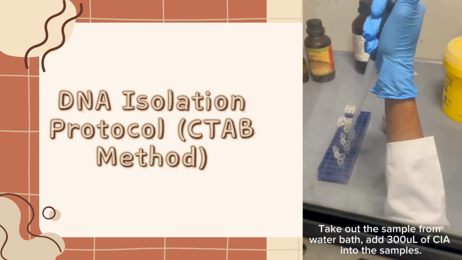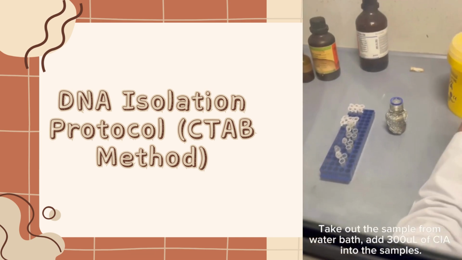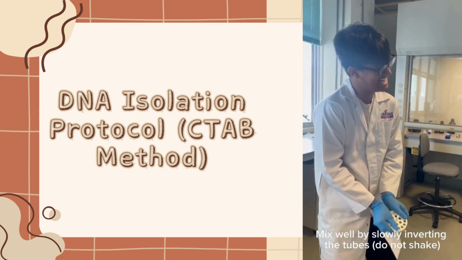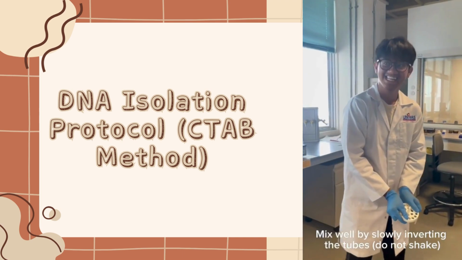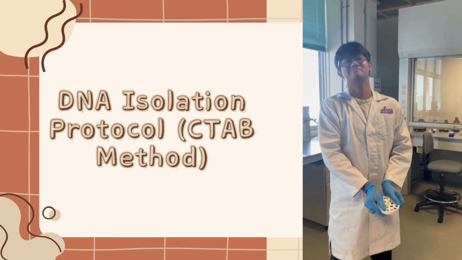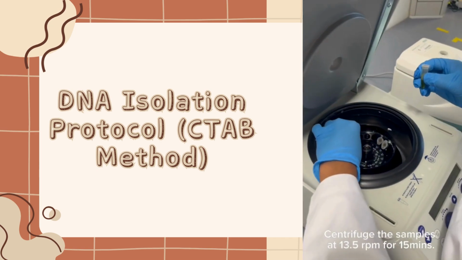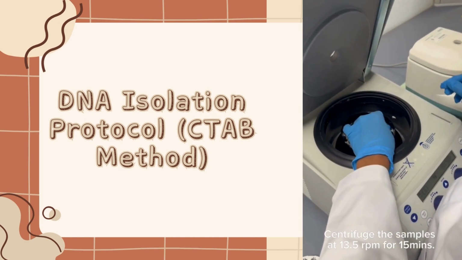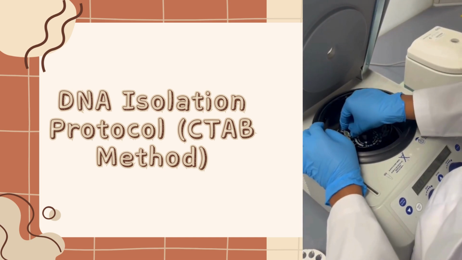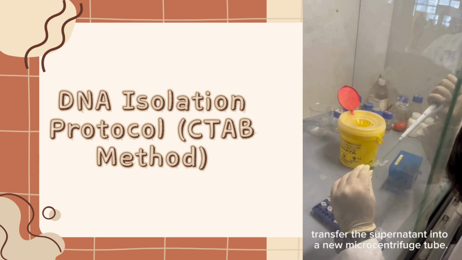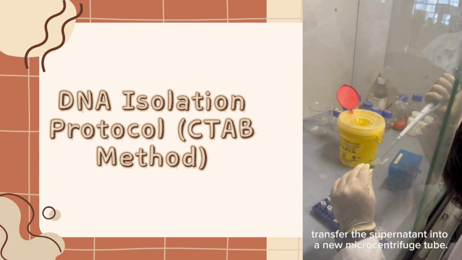Take out the sample from water bath. Add 300 microliters of CIA into the sample. Mix well by slowly inverting. The tubes do not shake. Centrifuge the samples at 13.5 revolutions per minute for 15 minutes. Transfer the supernatant into a new microcentrifuge tube.